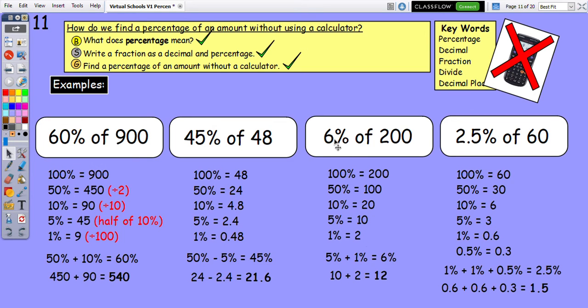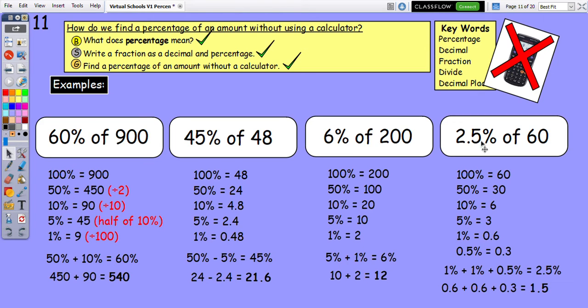Okay, and I want 6%. So I've added 5% and 1%. 10 plus 2 is 12. Okay, I've not really broken a sweat over this. It's not difficult maths if you can divide numbers by 10 and 100.